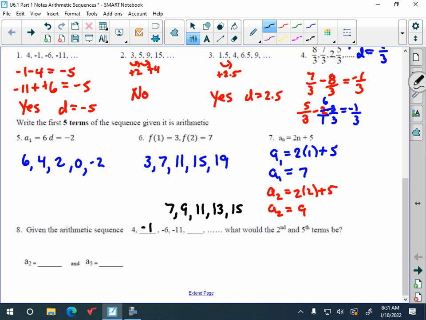So we can see to get from -6 to -11, we're going to have to do -11 minus -6, which is going to be -5. So we're subtracting 5 each time. So that means that the d value or common difference is -5. I'm just going to keep subtracting 5. So then what would the A5 term be? -16. Good. All right? So to get from -11 to the next term, we would subtract 5, and so that's -16.